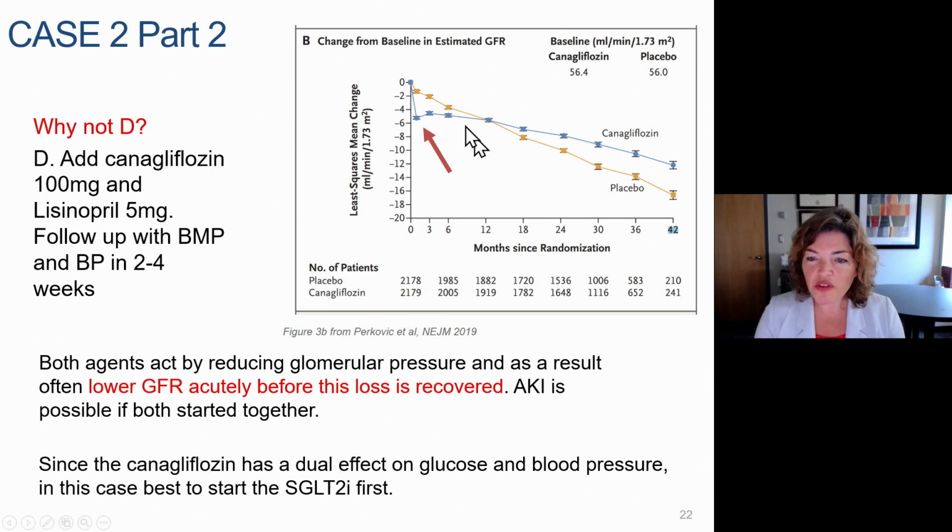But what do you see here? We see this acute drop in GFR. This is very similar to what we see with ACE inhibitors. It's almost the same mechanism. So the ACE inhibitor will not protect the patient from that. It could actually make it worse. So we would generally recommend that in order to avoid AKI, which can actually occur and be problematic and result in hyperkalemia, we just add one at a time. So that was the trick with that question.